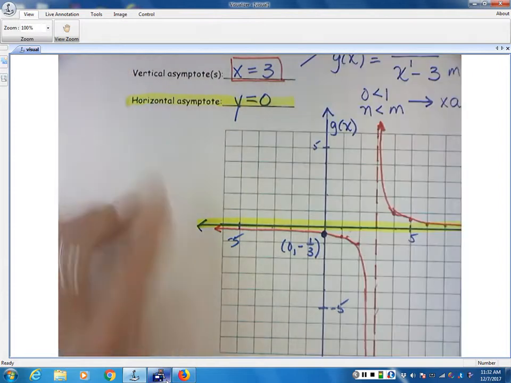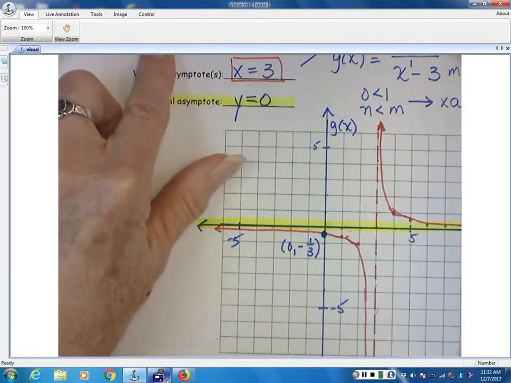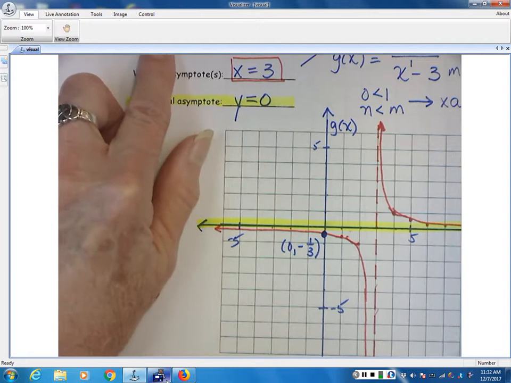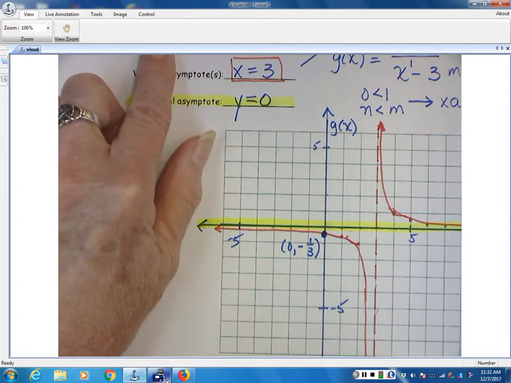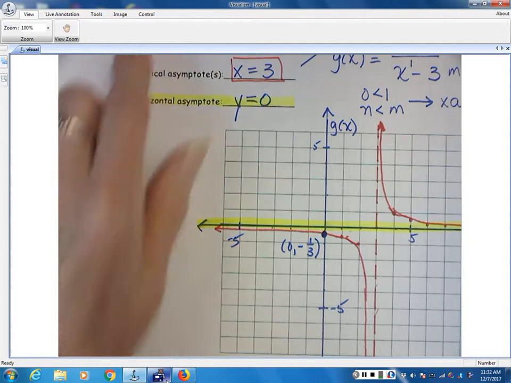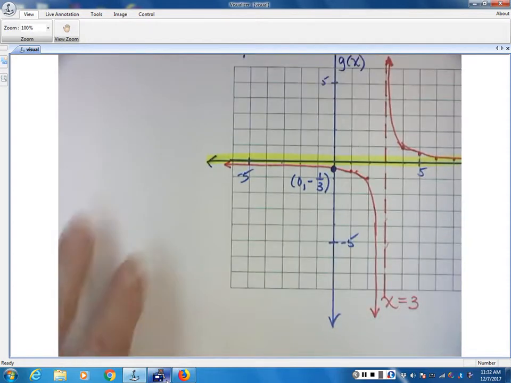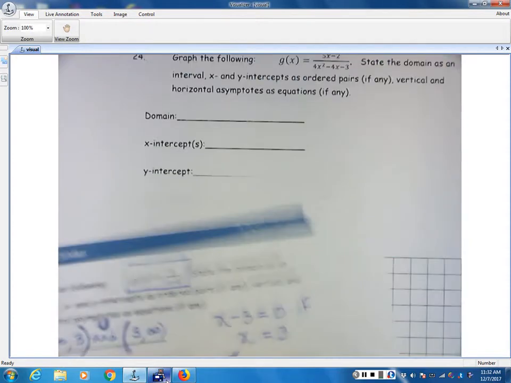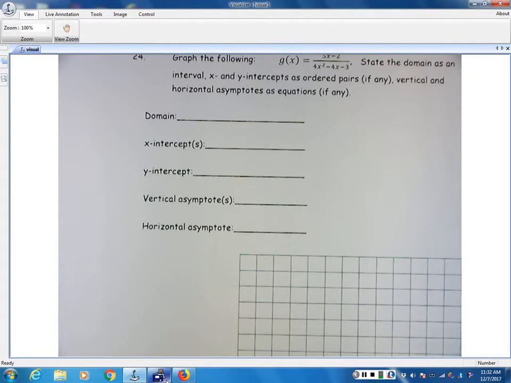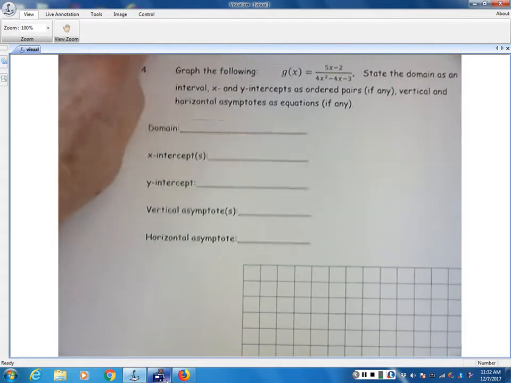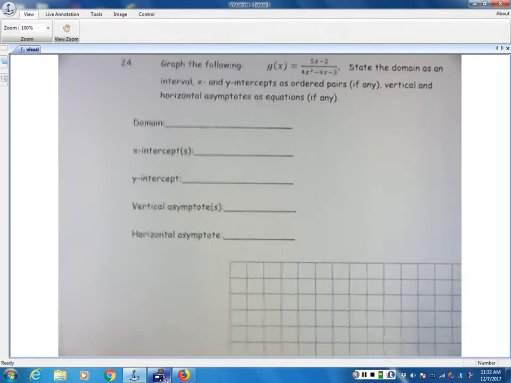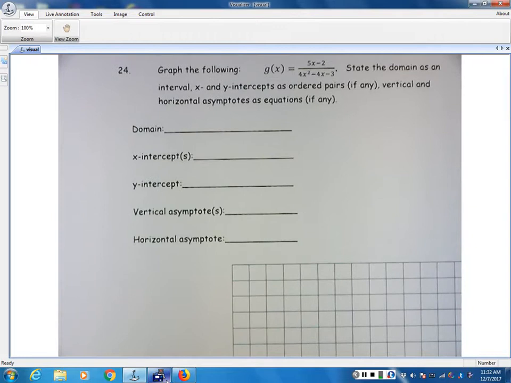But if there's not an intercept, you just write the word none. Please do not write 0, because that doesn't tell me that you knew it was none. 0 is not necessarily none. 0 is a value. What's the y-intercept? The y-intercept was 0, negative 1/3.